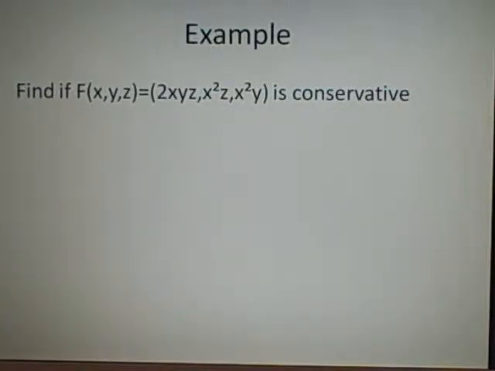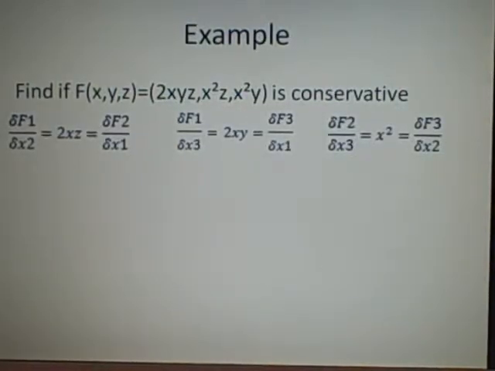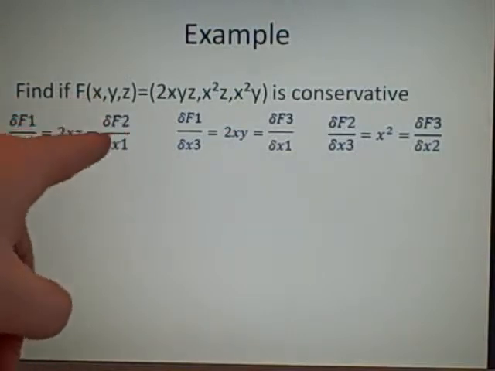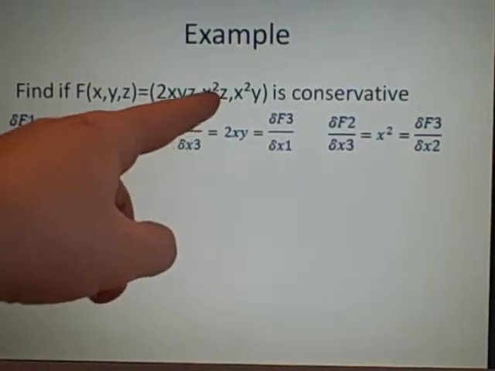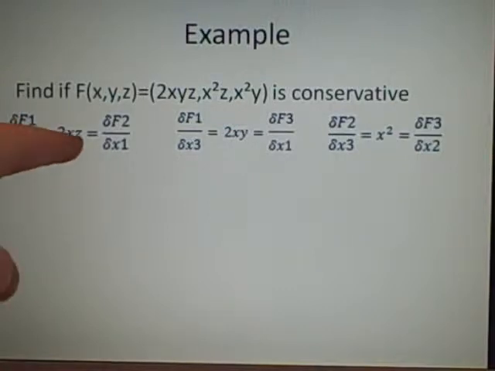Right, here's our example. Find if f of x, y, z equals 2xyz, x squared z, x squared y is conservative. First we've got to find if it's irrotational. Here I've got the partial of f1 over the partial of x2. So we're just differentiating x squared z with respect to x, and that will give us 2xz.